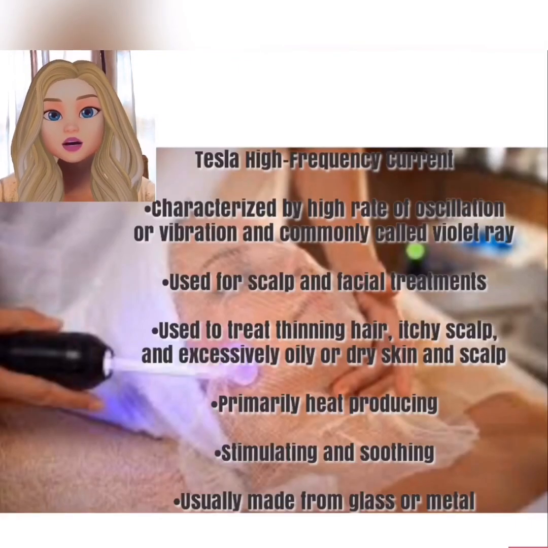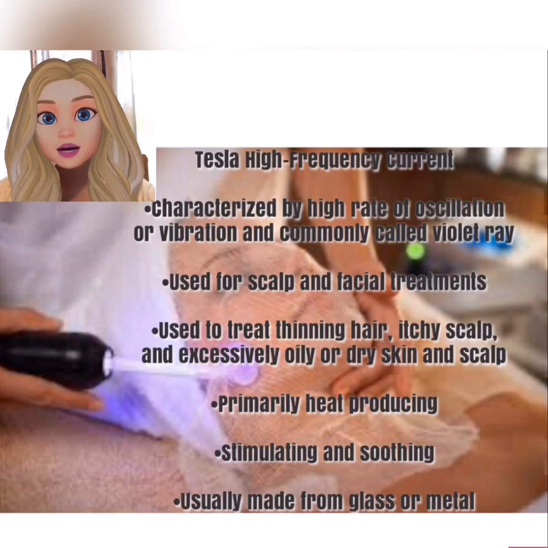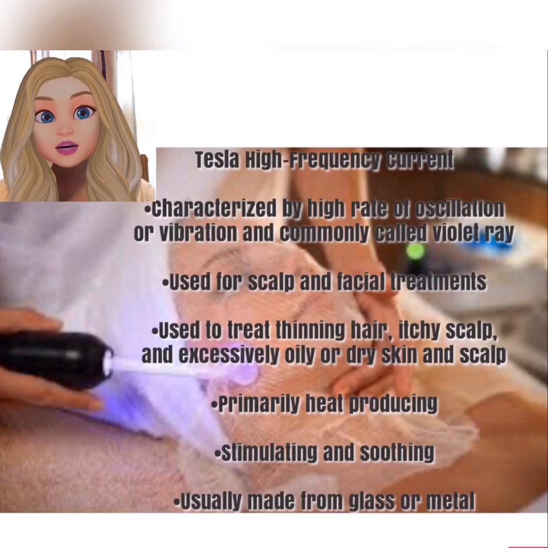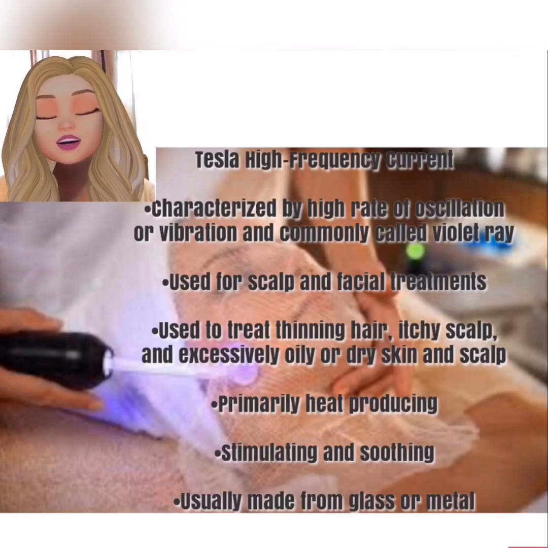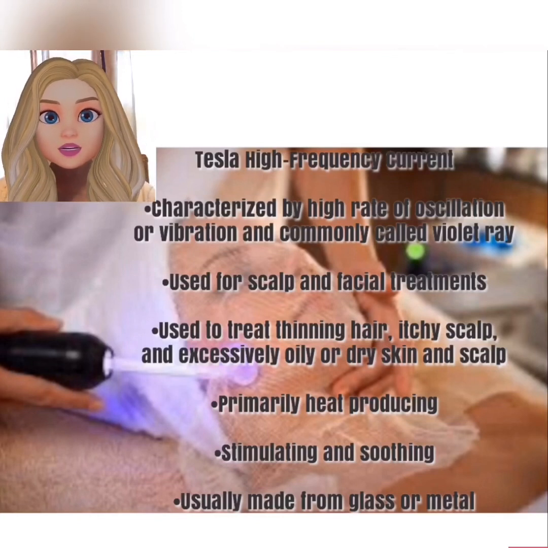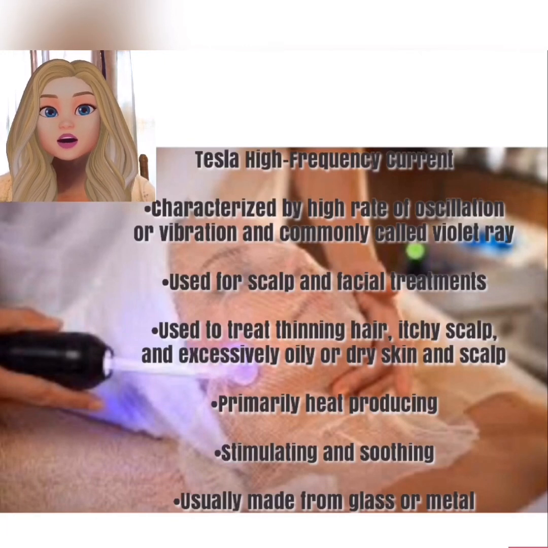Tesla high frequency current is also known as violet ray. It is a thermal or heat producing current with a high rate of oscillation or vibration that is commonly used for the scalp and facial treatments. Tesla current does not produce muscle contractions, and the effects can be either stimulating or soothing depending on the method of the application. The electrodes are made from either glass or metal, and only one electrode is used to perform a service.